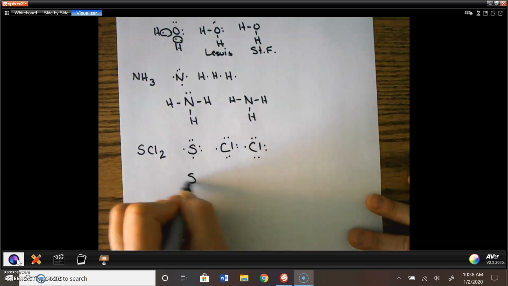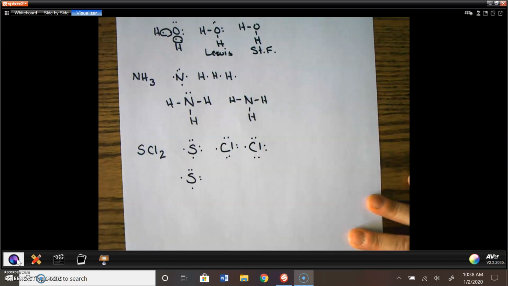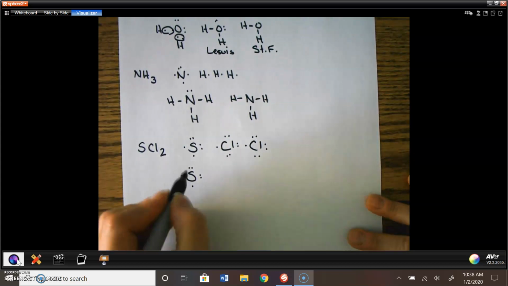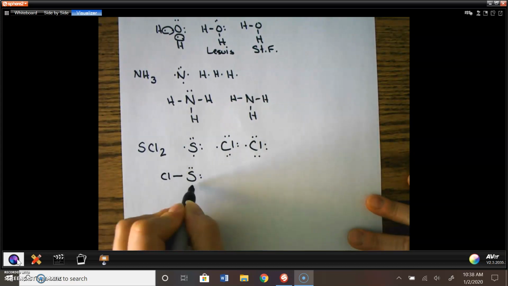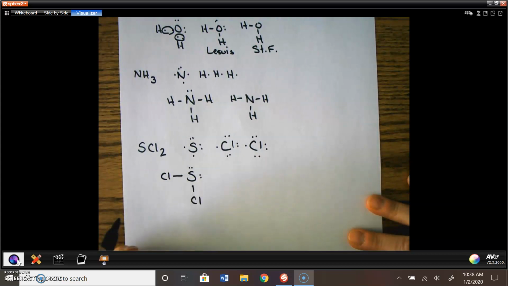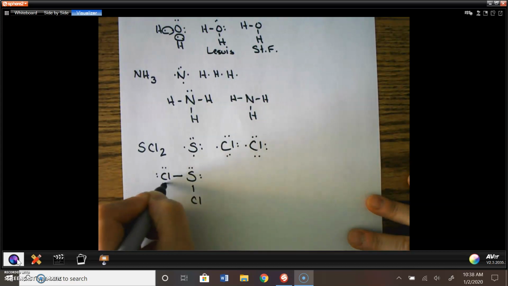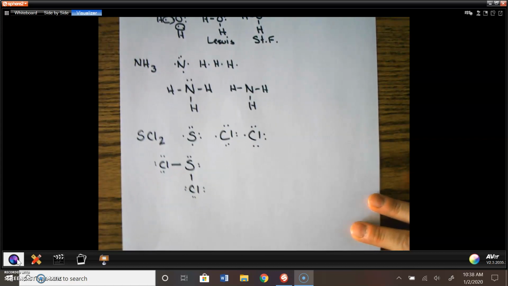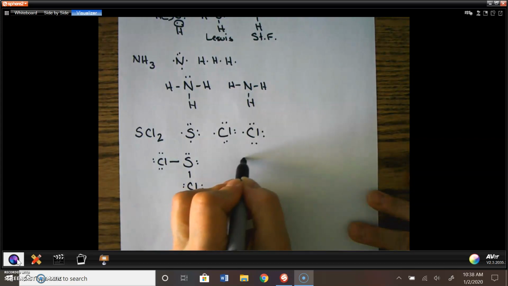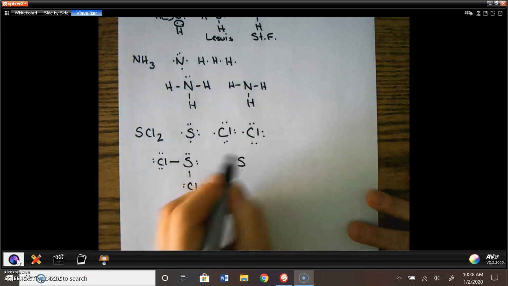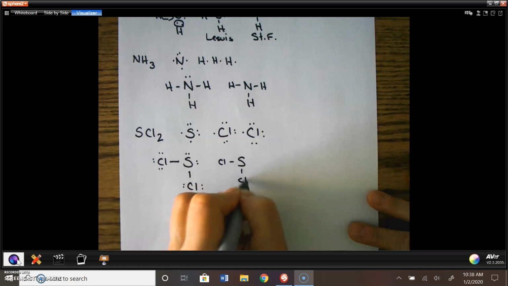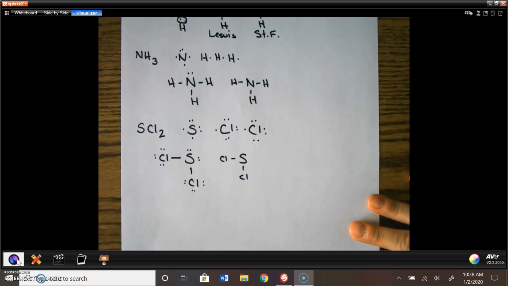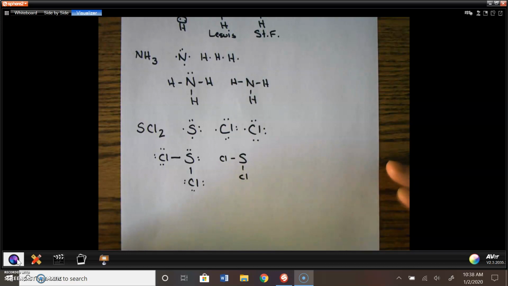So I'm going to make sulfur my central atom. And then what needs to happen? Well, I only need a chlorine to bond with each of those individual electrons. And then I'm going to show chlorine's other 6 electrons. So there's my Lewis structure for SCl2. And then my structural formula is just a little bit cleaner because there are no electrons. All right, let's try another one.